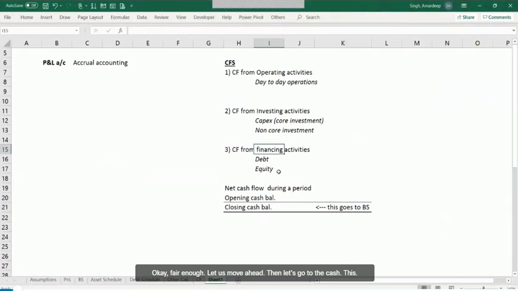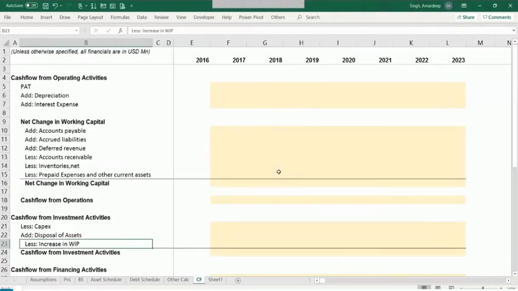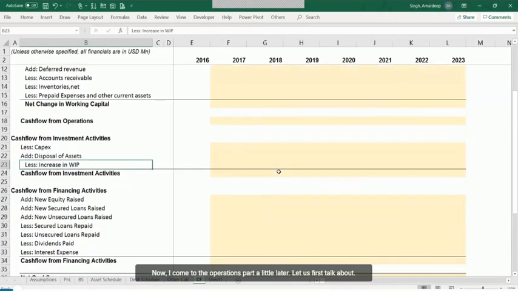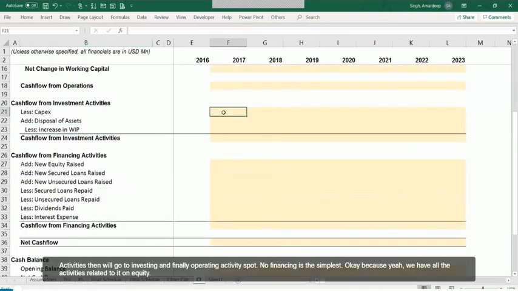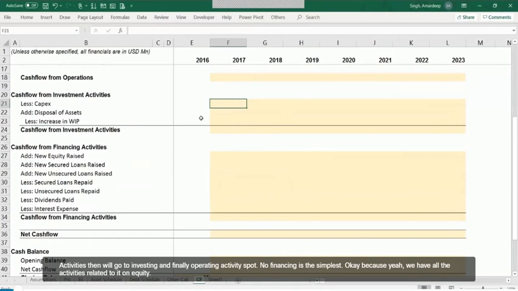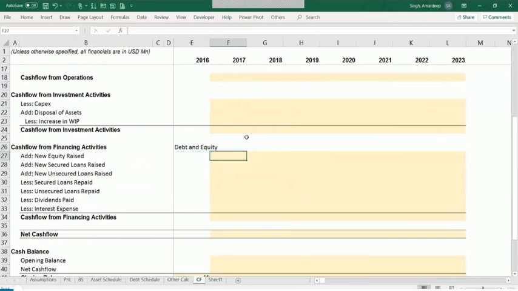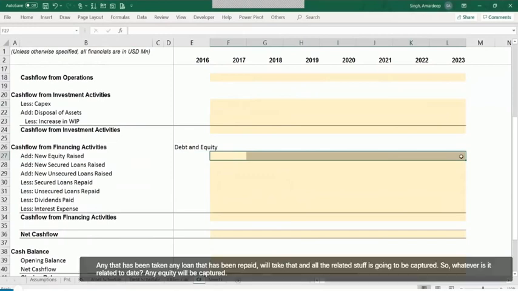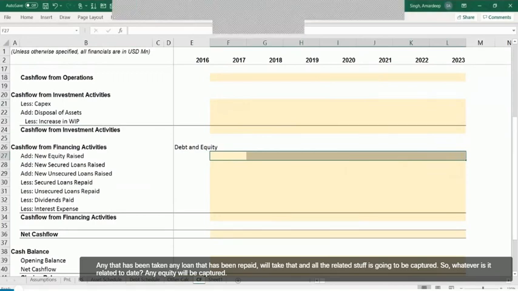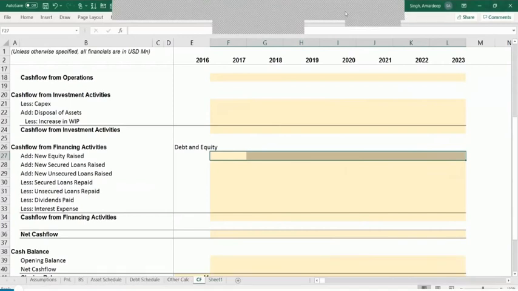Let's go to the cash flow statement and see how we can create it. Now, I'll come to the operations part a little later. Let us first talk about the financing activities, then we'll go to investing, and finally, we'll move to the operating activities part. Financing is the simplest head because here we have all the activities related to debt and equity. If there is any equity that has been raised, you will cover it here. Any loan that has been taken, any loan that has been repaid, you will take that, and all the related stuff is going to be captured here. So whatever is related to your debt and equity will be captured out here, right?